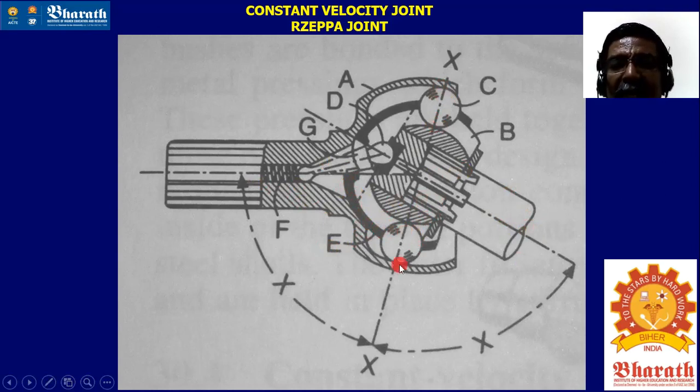This ball plane should bisect the angle between the axis of the input shaft and the output shaft. If that happens, then we achieve constant velocity. So that is the basic geometrical principle. Then how is it achieved? For that, there is another part called G.